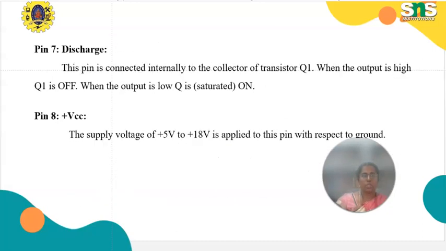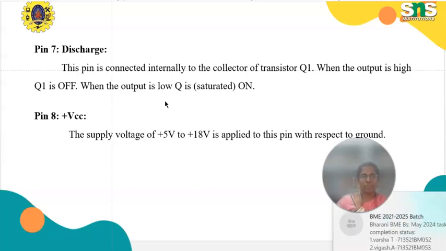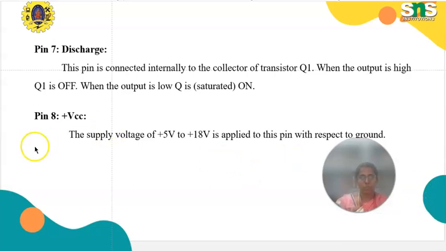Next one is the discharge pin. This pin is connected internally to the collector of the transistor Q1. When the output is high, Q1 is off; when the output is low, Q1 is on. The supply voltage of plus 5 volt to plus 18 volt is connected to this pin with respect to the ground. We name this pin VCC.